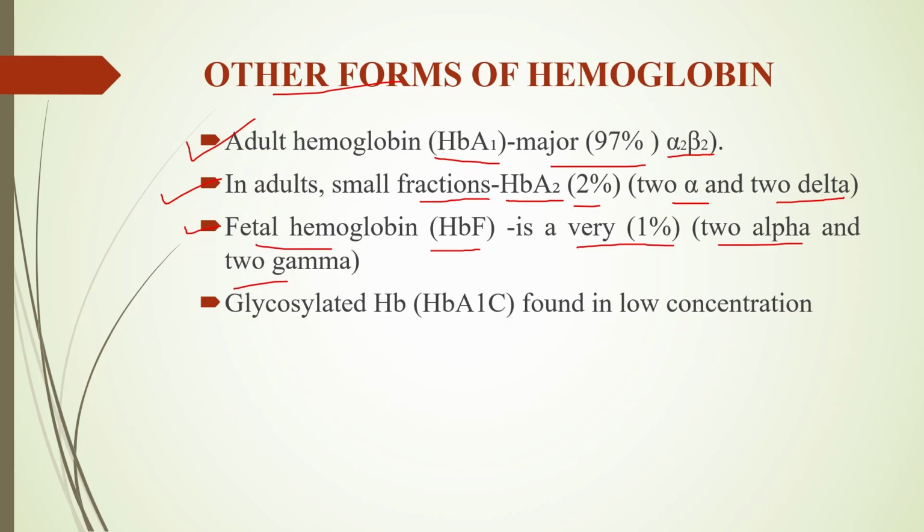Then the next one is the glycated hemoglobin, which is written as HbA1c, and it is found in very low concentration. This HbA1c reflects the average blood glucose level during the previous 2 to 3 months, because the life span of RBCs is 120 days. So if there is any increase in the blood glucose level during the past 120 days, it can be checked through the HbA1c test.